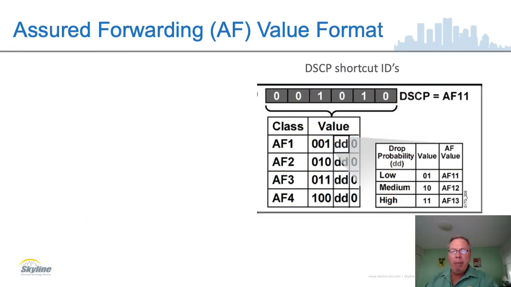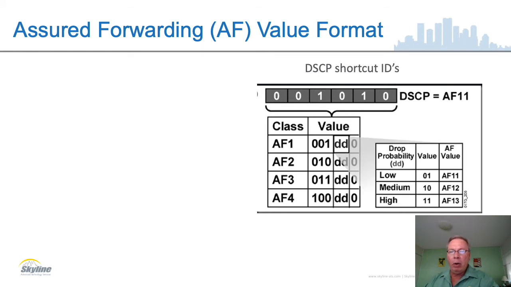So again, this is the map of how AF values work, okay? When it comes to AF values, the first number can only be a 1, 2, 3, or a 4. And if you'll notice, AF1 looks like IP precedence 1. AF2 looks like IP precedence 2, right? 1, 2, 4, right? In IP precedence, 1, 2, 4. And AF3 looks like IP precedence 3, and AF4 looks like IP precedence 4. And then when it comes to the second number, that has to do with the first 2 of the last 3. Okay?